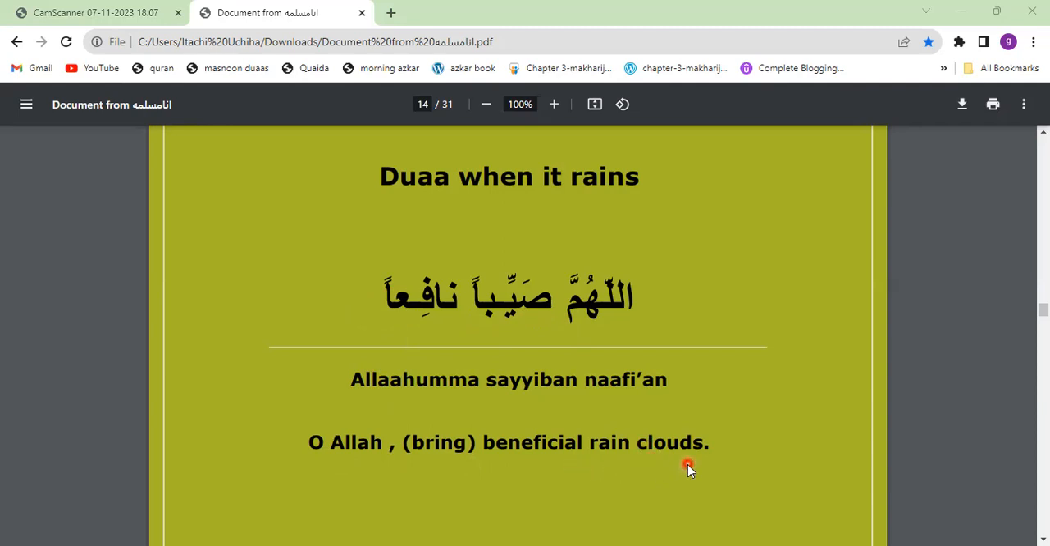You should say it whenever it starts raining. Also, whenever we do need the rain but it's not happening, just like it's very warm in summers, and we ask Allah subhanahu wa ta'ala for rain, we can also say it at that time.